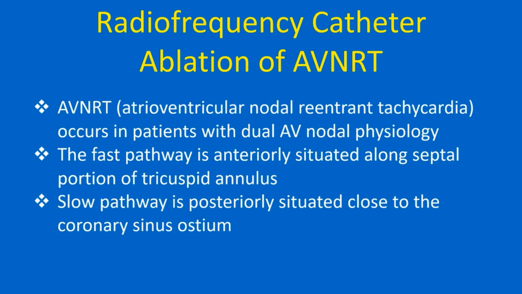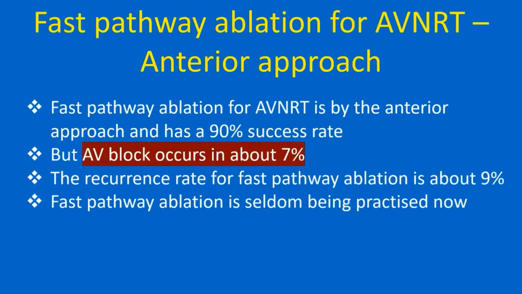Atrioventricular nodal reentrant tachycardia occurs in patients with dual AV nodal physiology. The fast pathway is anteriorly situated along the septal portion of the tricuspid annulus. The slow pathway is posteriorly situated close to the coronary sinus ostium. Fast pathway ablation for AVNRT is by the anterior approach and has a 90% success rate.